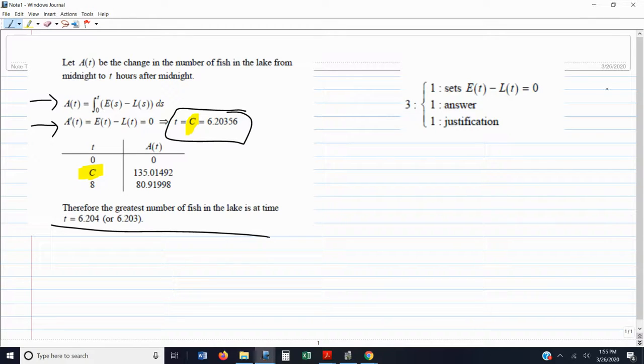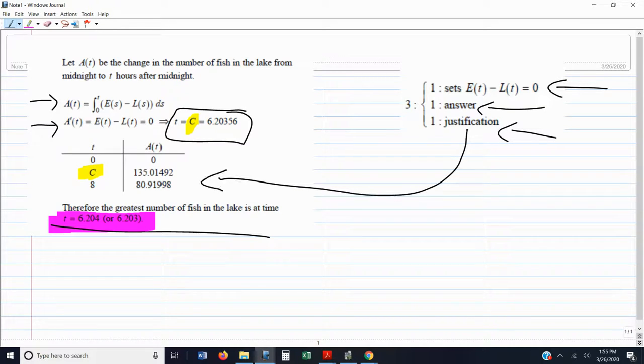So they gave you a point for setting the derivative to 0. That was just finding the critical point. They gave you a point for the answer, and that is the answer of 6.204 or 6.203. And then they gave you a point for the justification, and the justification is actually just the chart that you made. You didn't have to write anything else.